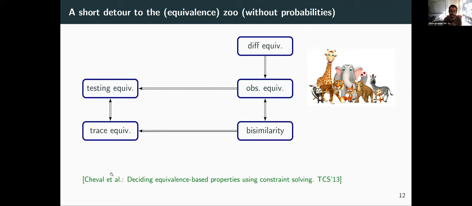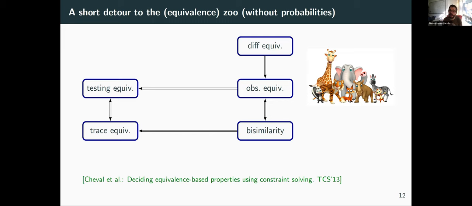Other people, Vincent Cheval, Stéphanie Delaune and Véronique Cortier, have also looked at trace equivalence, which is the same as may testing equivalence, but the labeled version. And from the definition, it follows directly that bisimilarity implies trace equivalence. This implication is straightforward from the definition, while the equivalences between the labeled and the unlabeled semantics are quite hard to show.